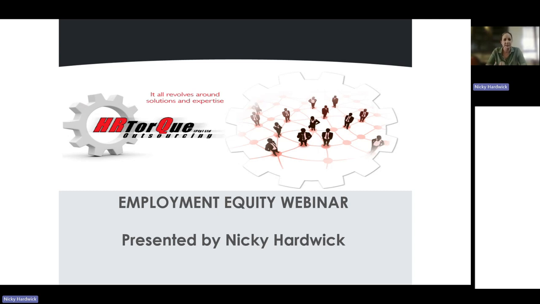Another key takeaway is that you have to use, although this shouldn't really be said any longer, you have to use the documentation that is given to you by Department of Labor. Don't try and create another employment equity plan that is not on the format given to you by Department of Labor, because that will not be accepted. Okay. So those are some of the key takeaways.